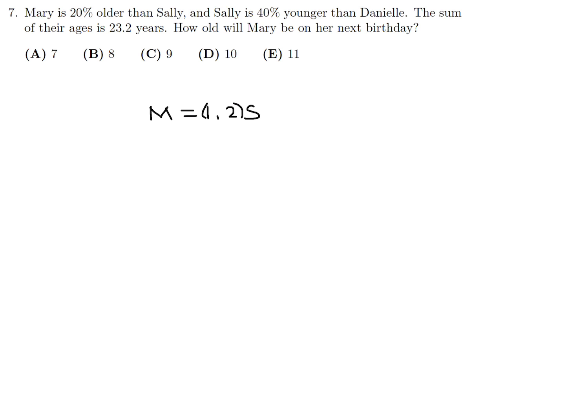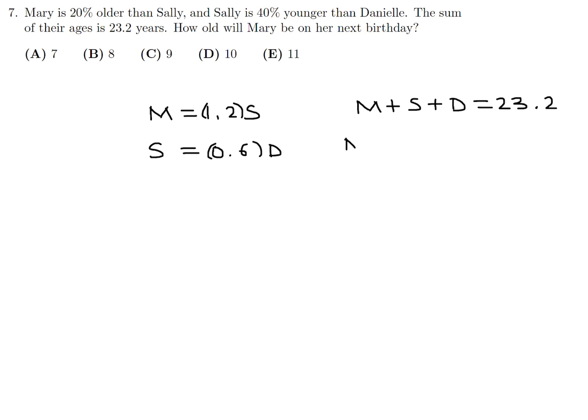M is 1.2s. And then Sally is 40% younger than Danielle, so Sally is 60% of Danielle's age. And they tell you that the sum of their ages, m plus s plus d, is 23.2. Okay, so we can solve for this, substitute everything in here. Let's keep everything in terms of m.